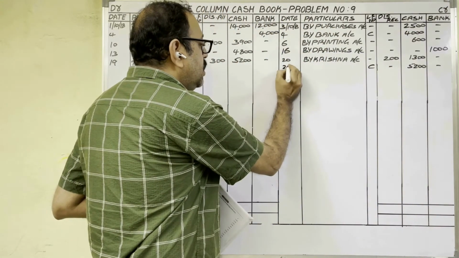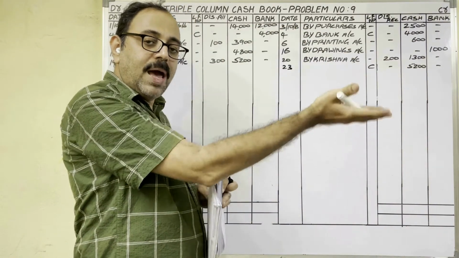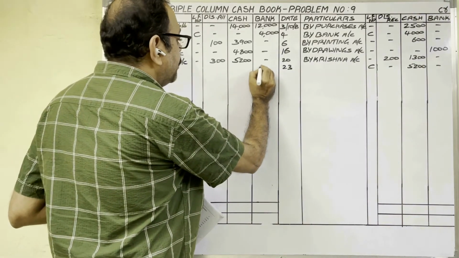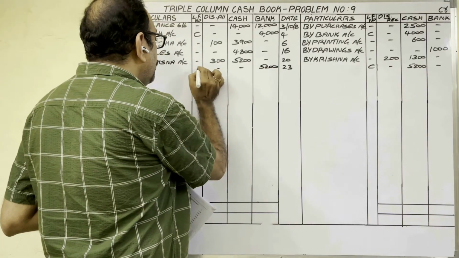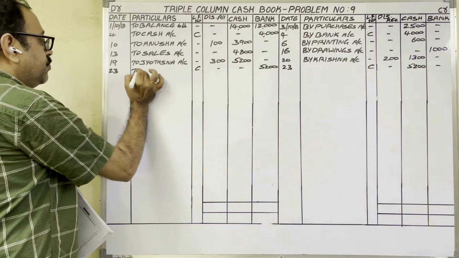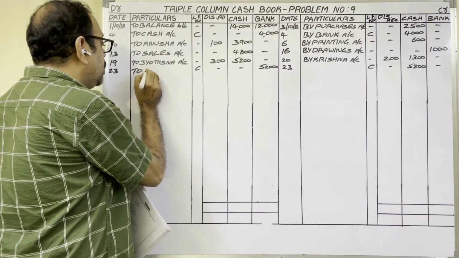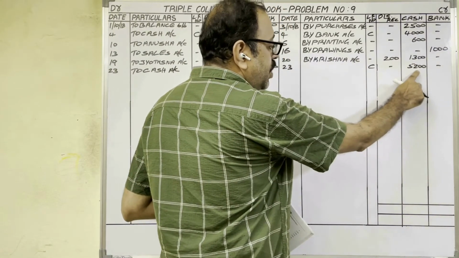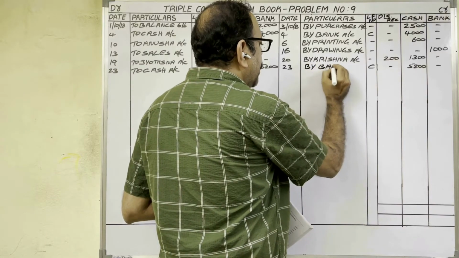When on 23rd the firm is depositing money into bank, the bank balance increases. Therefore, debit side bank column amount 5200. Contra, C. 23rd. Now come to the particulars column. In the bank column, we are writing the amount. Therefore, you should write To Cash Account. Credit side, in the cash column, we are writing the amount. So we should write By Bank Account.